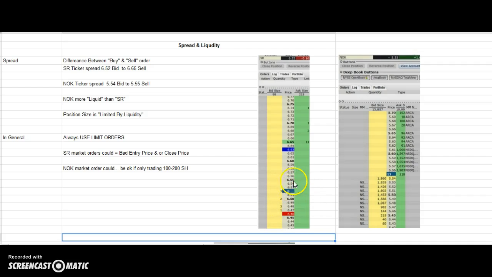Or if you were to place a buy order and the current price was 652, it would fill all the way up at 665. You'd be paying 10, 11, 12 cents higher, 13 cents higher actually, than the last price.